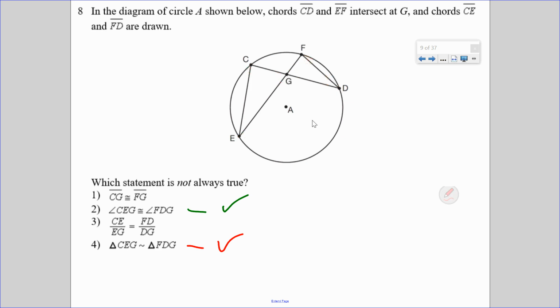Well, I have CE over EG, CE over EG. That's on my left-hand triangle. FD over DG, do those correspond? Yes. CG and FG, not going to happen. There's no particular reason why that and that have to be equal.